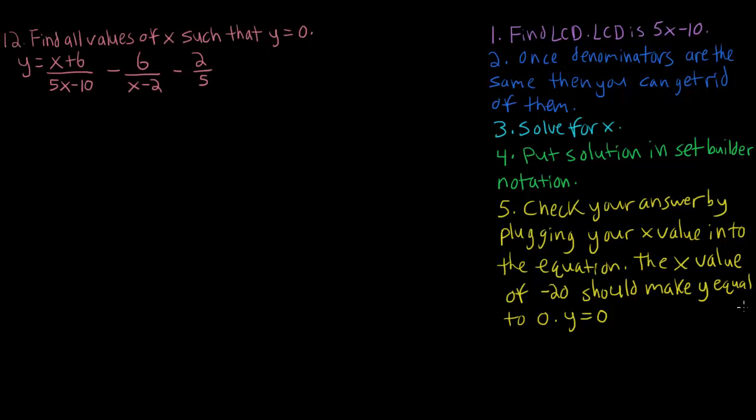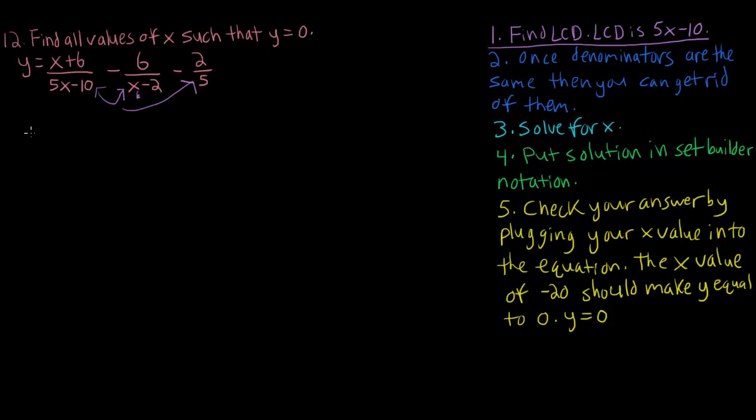12. Find all values of x such that y equals 0. y equals x plus 6 over 5x minus 10 minus 6 over x minus 2 minus 2 over 5. So step 1, we need to find the LCD, and the LCD is going to be 5x minus 10. So we're solving for x here, and because all three terms are fractions, we need to find the LCD for all three terms.